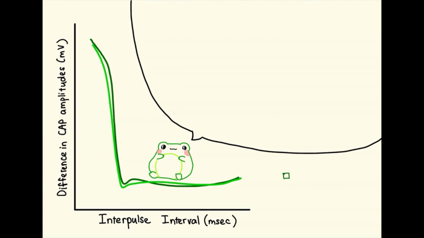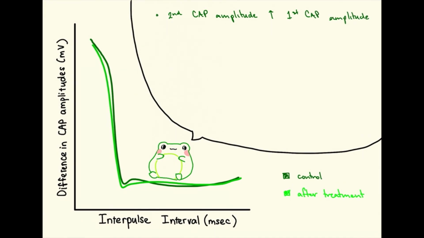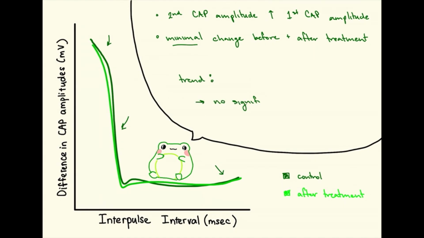Here is the refractory period for verapamil treatment, where the dark green represents the control and the light green represents after the treatment. As you can see here, the CAP amplitudes show both before and after treatment, where the second CAP amplitude was higher than the first CAP amplitude, and the difference in CAP amplitudes showed very minimal change both before and after treatment. Most of the data points here overlap with each other, and the overall trend is that the refractory period did not have a significant difference between the control and treatment of verapamil.